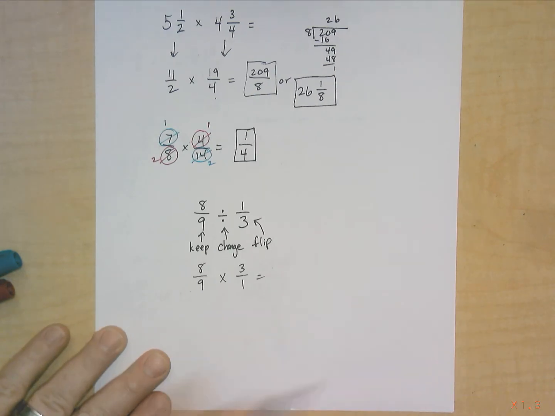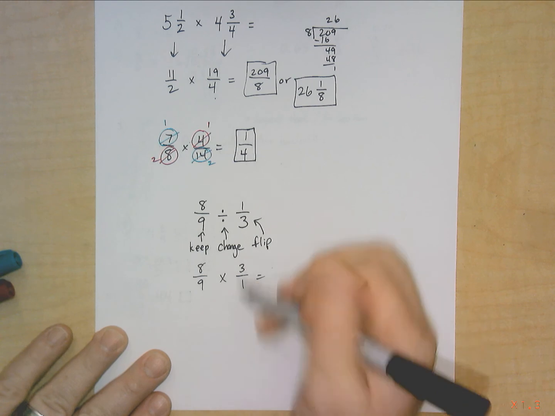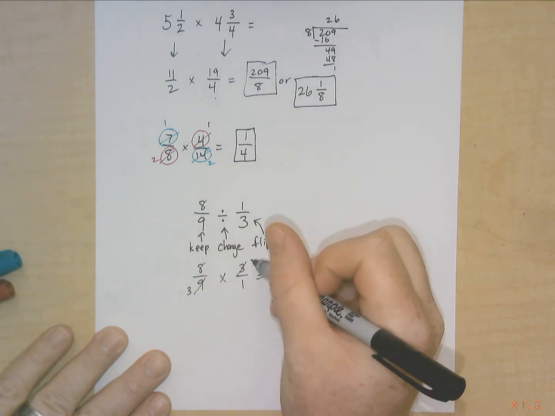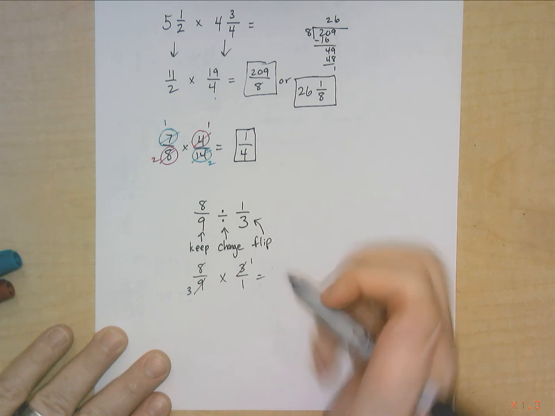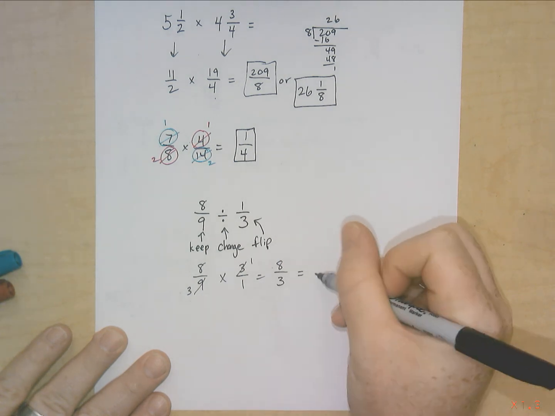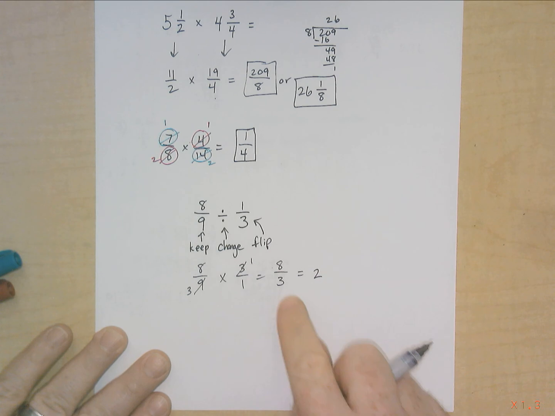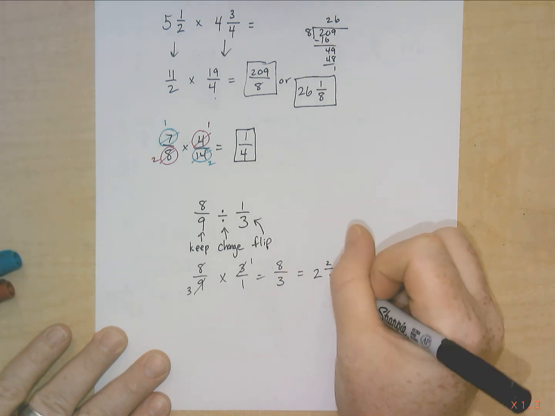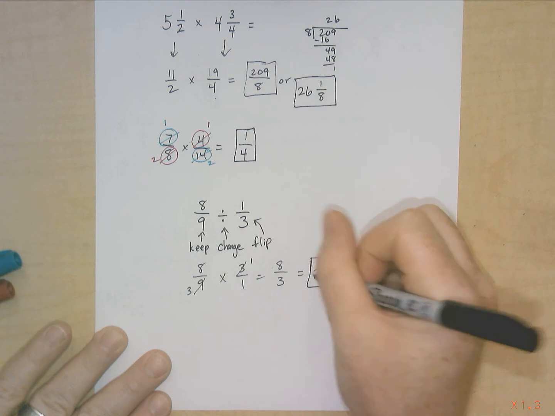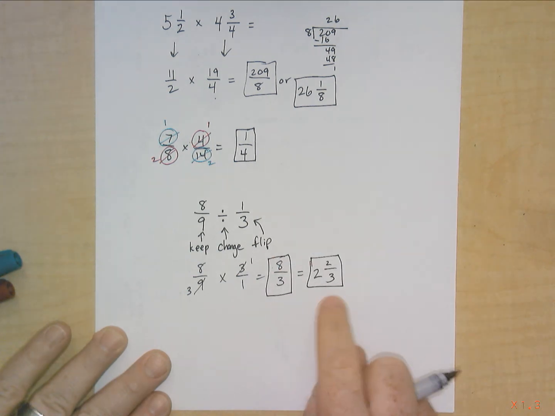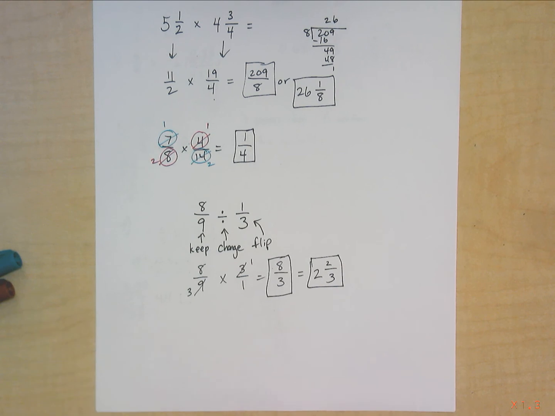You can multiply straight across, or before we do that, we can simplify. 3 can go into 9 3 times. It goes into itself once. 8 times 1 is 8. 3 times 1 is 3. 8 over 3 is 2, right, because 3 can go into 8 2 times with 2 left over. So 2 2/3. If you have it like this it's fine. Nothing wrong with this answer. This is a little bit better, but again.